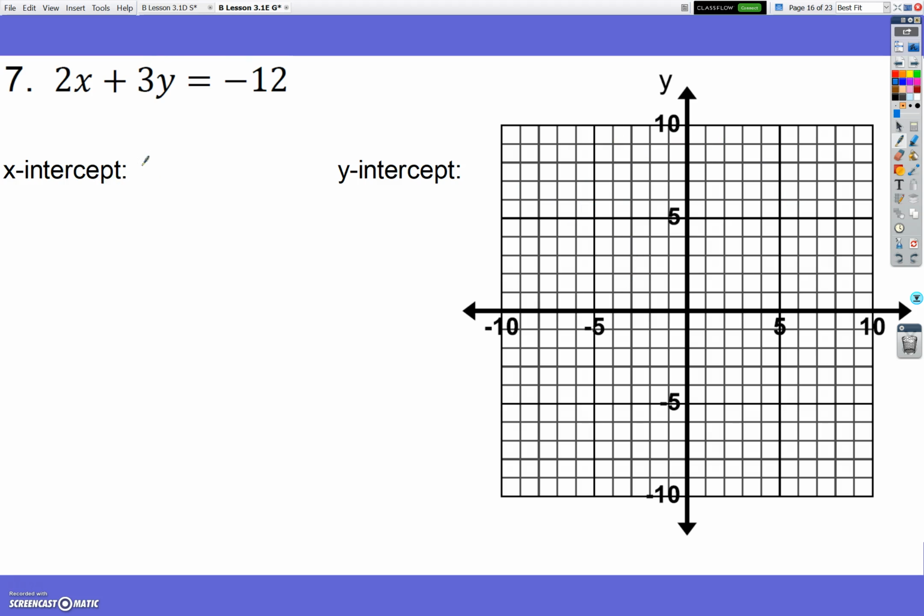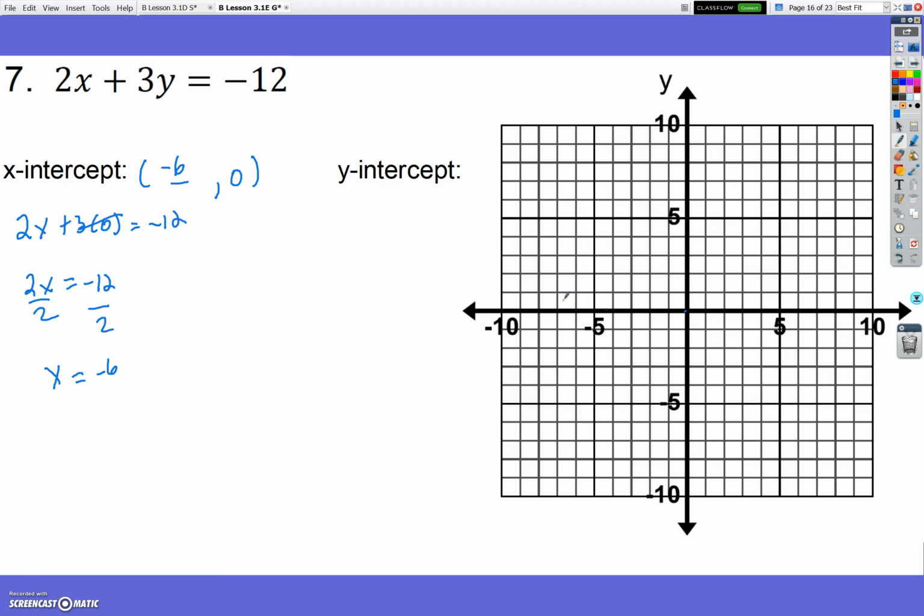So to find the x-intercept, remember I am going to plug in 0 for y. So the equation for the x-intercept would be 2x plus 3 times 0 equals negative 12. The 3 times 0 would cancel and just go away. So I'd have 2x is equal to negative 12. And when I divide both sides by 2, I would get x is equal to negative 6. Therefore, the x-intercept is negative 6, 0.